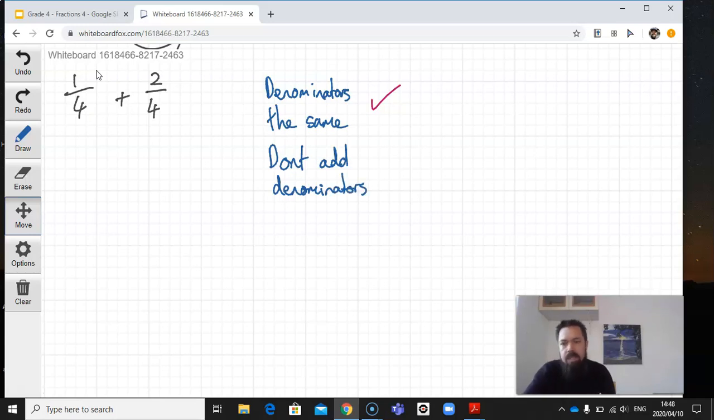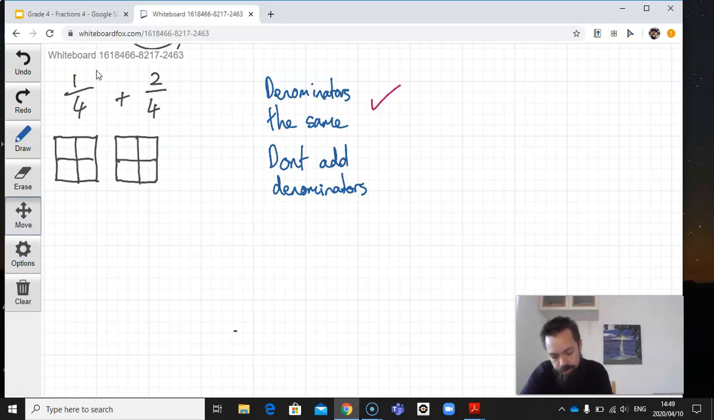Let's draw this quickly so that we can see why it is that we don't add the denominators. So I'm going to draw them as squares. We're looking at quarters, so each of these will have 4 parts. In the first one, we have 1 quarter. In the second one, we have 2 quarters. What is it that we're adding? We are adding quarters.